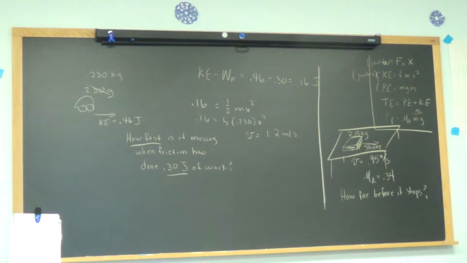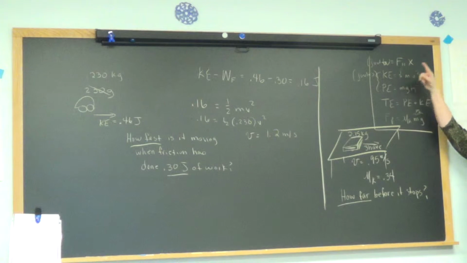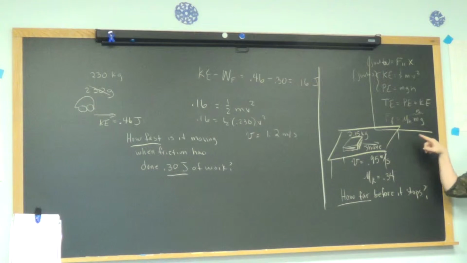How far is it going to go? If I know what my velocity is initially when I push it, and I know the kinetic coefficient of friction and the mass, I should be able to figure out how far before it stops. Right away when I see the question, how far, which of these formulas has anything to do with how far? Do you see any of them? No.